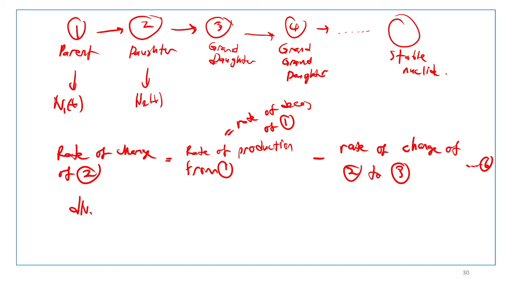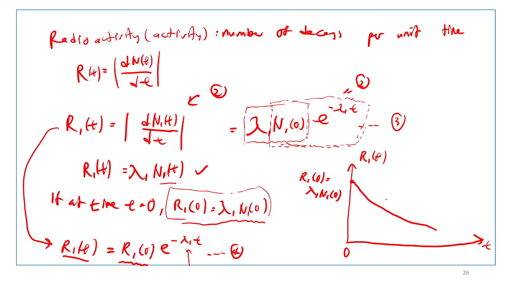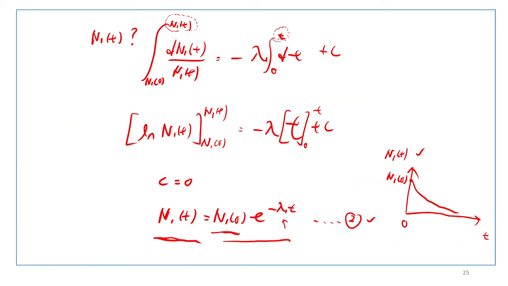the dN2(t)/dt equals lambda 1 N1(t) minus lambda 2 N2(t). And you can use N1(t) from equation 2.